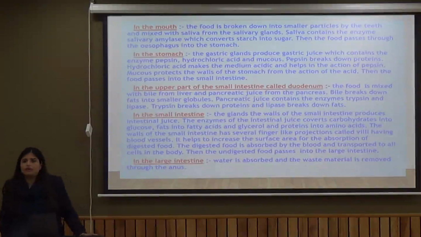So what happens in the mouth? The mouth is also called the buccal cavity. It is made up of three things, remember: the teeth, the saliva, and salivary glands. The teeth help in grinding the food. The saliva is released from the salivary gland, and the tongue helps to mix up saliva with the food and convert it into a paste.